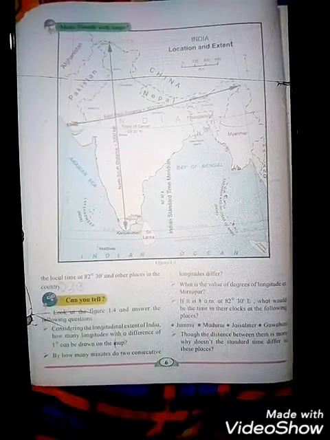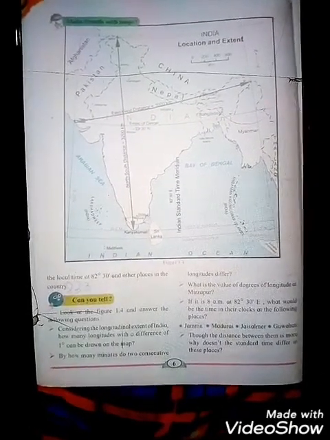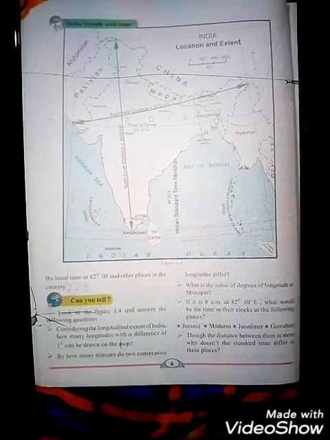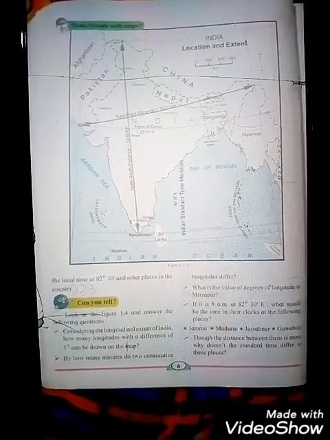Next, though the distance between them is more, why does the standard time not differ in these places? You know that in India the time at 82 degree 30 is considered as the standard time of India, and because of that, the same time will be considered everywhere in India. So these are the objective based questions.